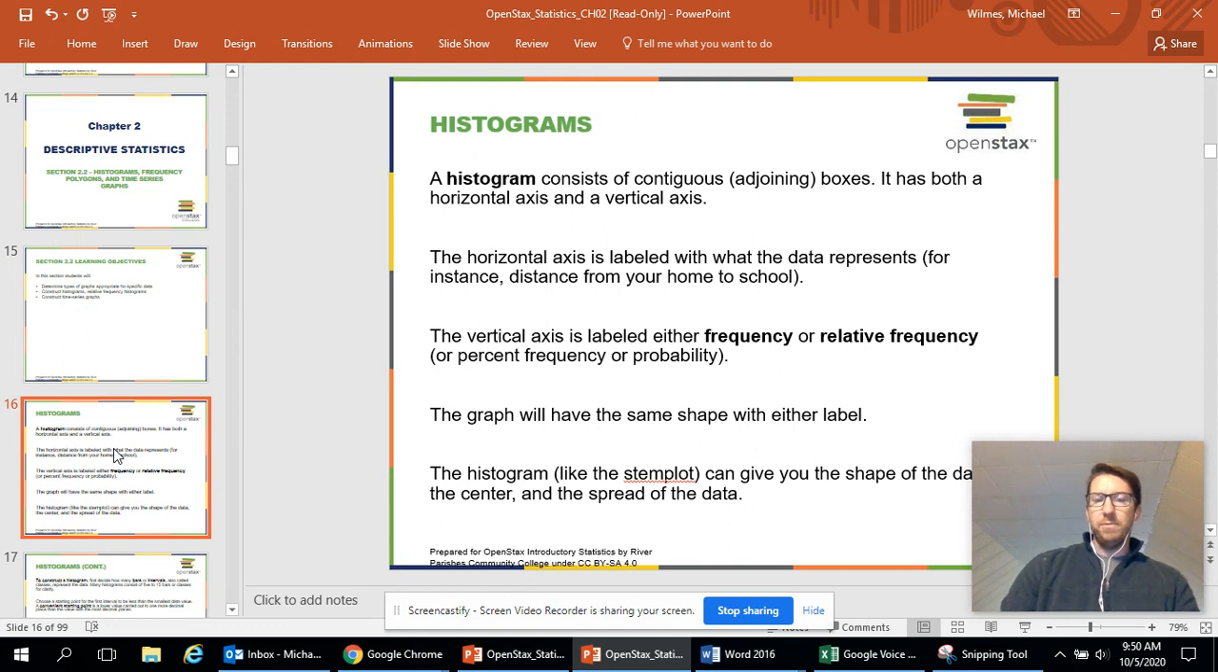So histograms are the first one, and hopefully you will watch the other video on how to make histograms on Google Sheets. And we've studied histograms before in Algebra 2 and some other classes. We have frequency, or relative frequency, going up the y-axis. And our x-axis are those individual bins.